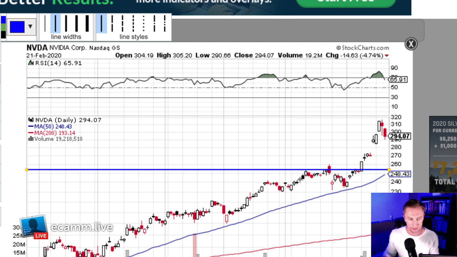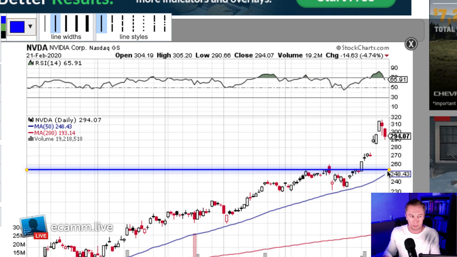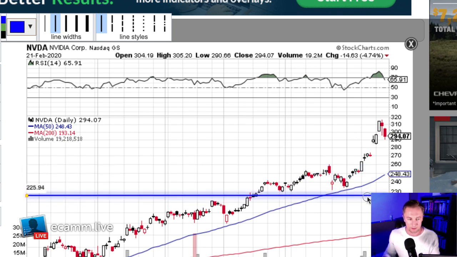Because it seems also like there was a lot of boom, got rejected, came up, got rejected. I mean, it broke a little bit. It was kind of fake, and then rejected. And that happens to be right around the 50-day moving average. So if I was investing in NVIDIA, I would wait for it to come back down to the 50-day moving average. And I would probably have my stop loss right around this range, I guess, would be my guess.